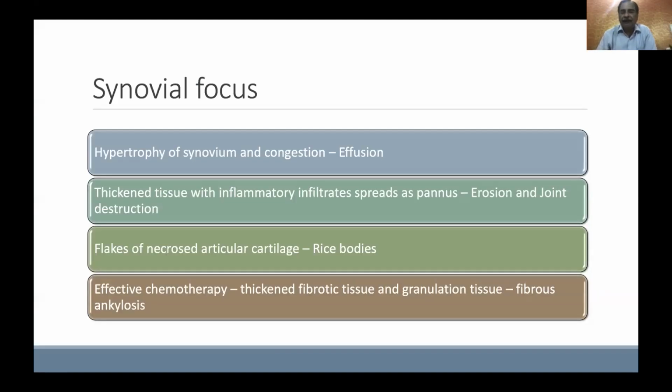Now, the hypertrophy of the synovium and congestion causes the effusion. The thickened tissue with inflammatory infiltrate spreads as spanners, causes erosion and destruction. There are flakes of necrosed articular cartilage called the rice bodies in the joint. And then the effective chemotherapy leads to thickened fibrotic tissue and granulation tissue and may lead to fibrous ankylosis.